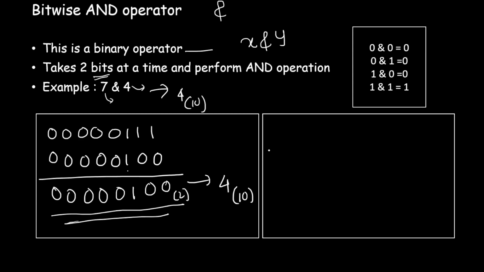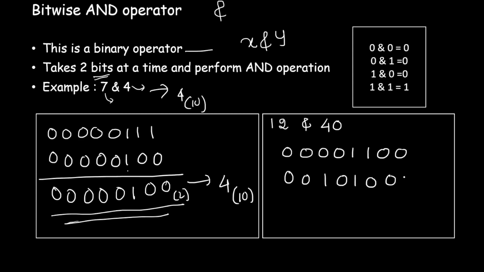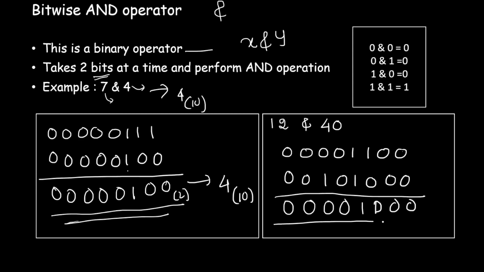Let us take another example wherein we have to find the bitwise AND operation between 12 and 40. To represent 12 in binary, this is the binary equivalent of 12, and the binary equivalent of 40 is this. Now let's perform bitwise AND between each and every bit of the two numbers. 0 and 0 is 0, 0 and 0 is 0, 1 and 0 is 0, 1 and 1 is 1, 0 and 0 is 0, 0 and 1 is 0, 0 and 0 is 0, and 0 and 0 is 0.